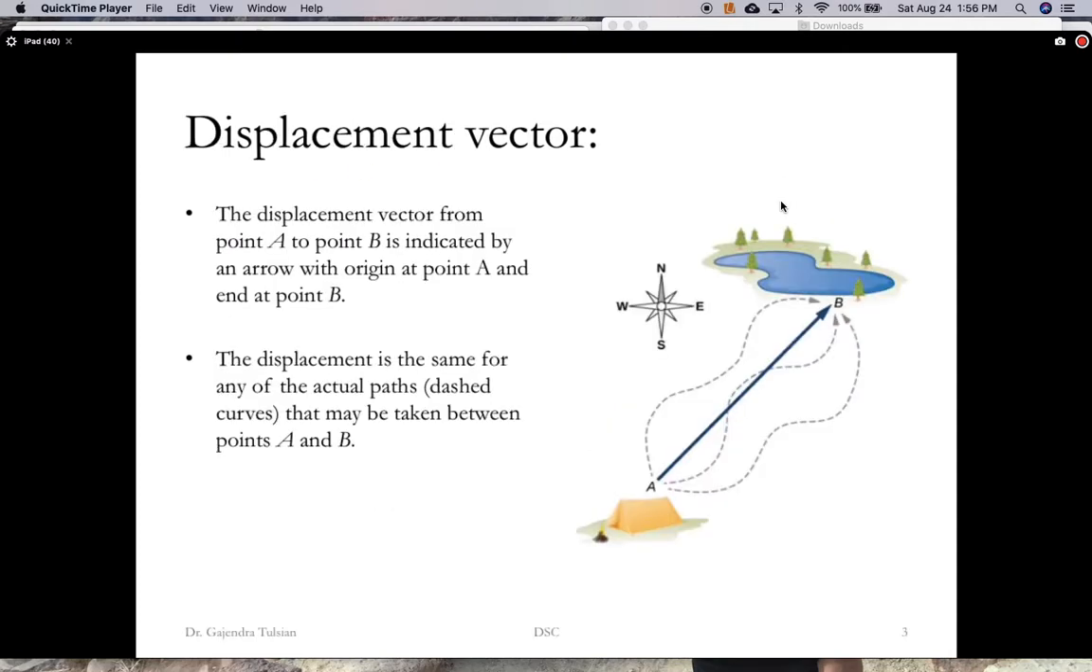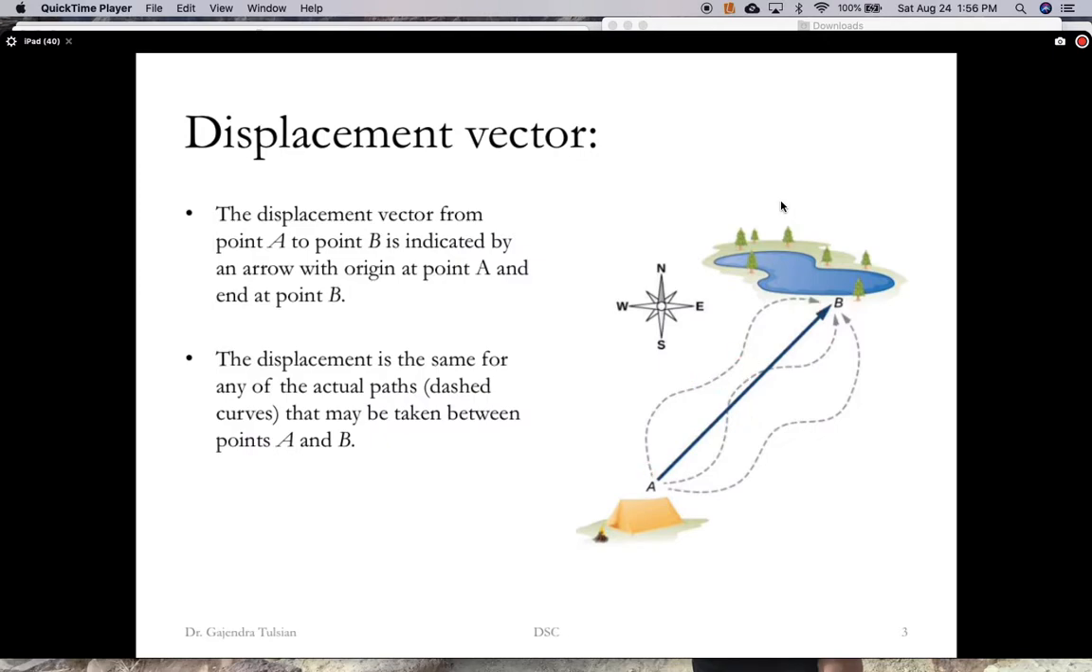So let's define our first vector. We'll define the displacement vector. Let's say you start at point A and you go to point B. Now you can go to point B any way you like. For all these different paths, your displacement vector is a vector drawn from A to B. That straight line vector drawn from A to B, that's your displacement vector. So your displacement vector is the same for all these different paths.